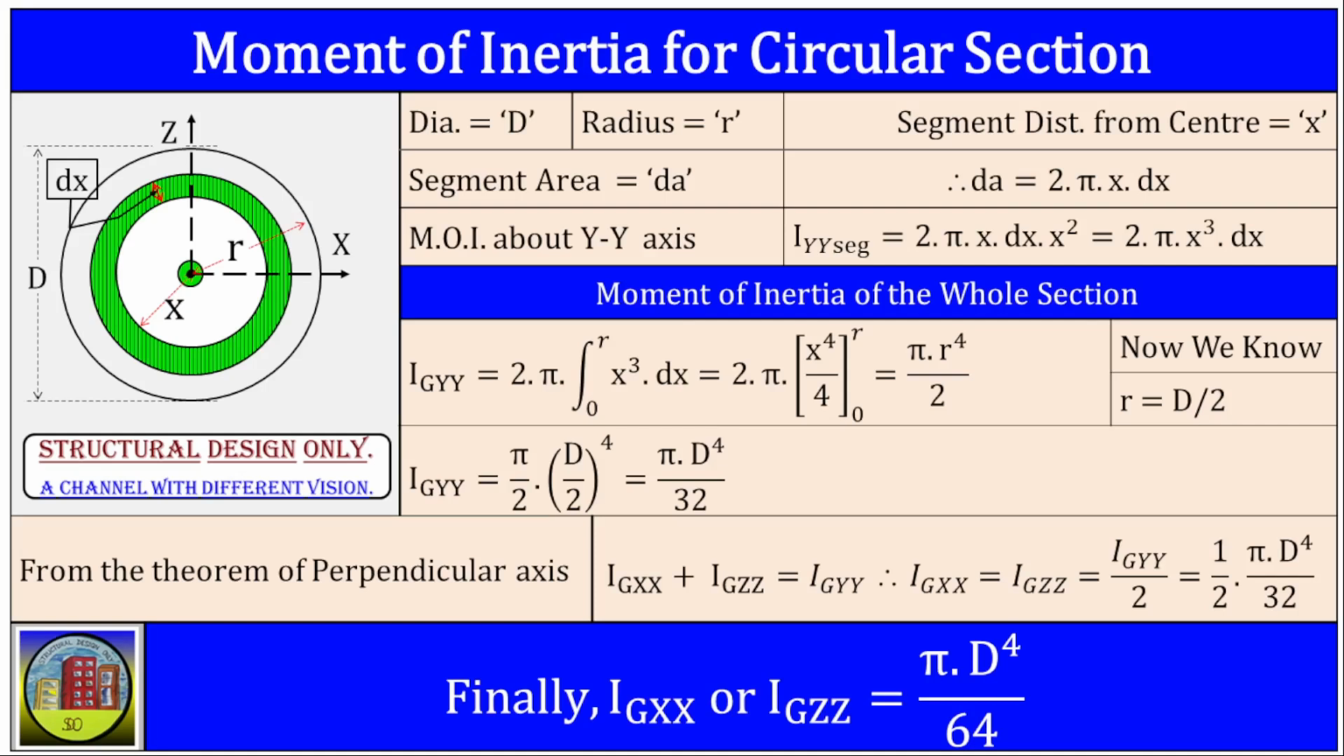Simplifying further, we arrive at the final expression for the moment of inertia of a circular section about the xx or zz axis: Igxx or Igzz equals pi into d to the power 4 divided by 64. In our next slide, we'll shift our focus to calculating the moment of inertia for a symmetrical trapezoidal section.